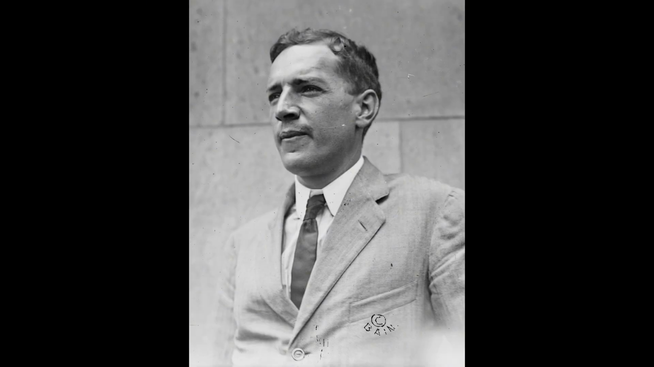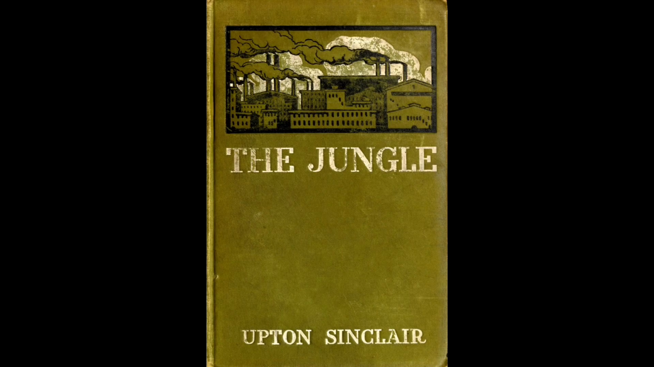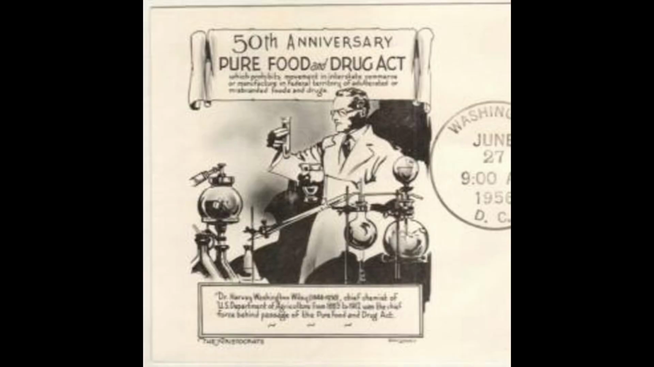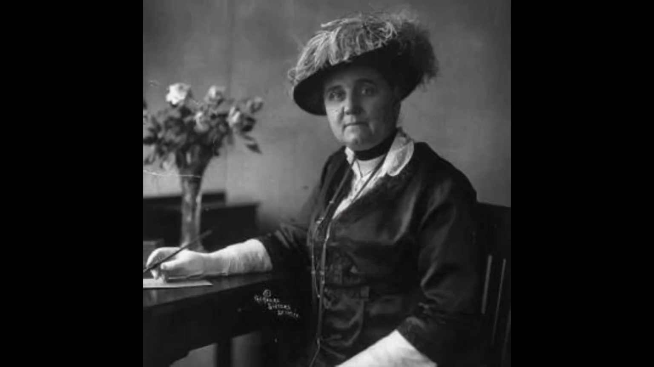Muckraking journalists like Upton Sinclair exposed horrors in industries such as meatpacking, which led to important reforms like the Pure Food and Drug Act. Another reformer was Jane Addams, who opened settlement houses to support immigrants and the poor, while others fought for labor rights, public health, and education.